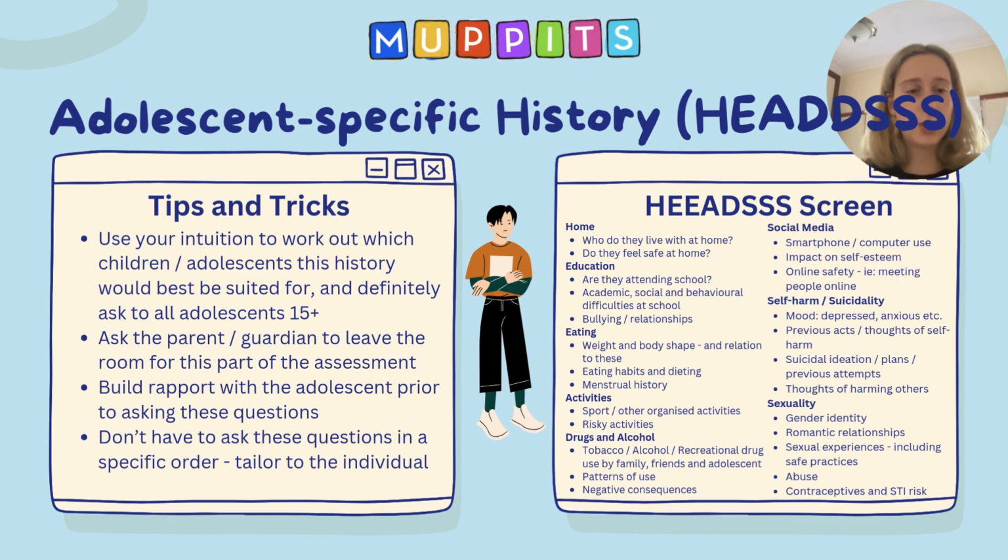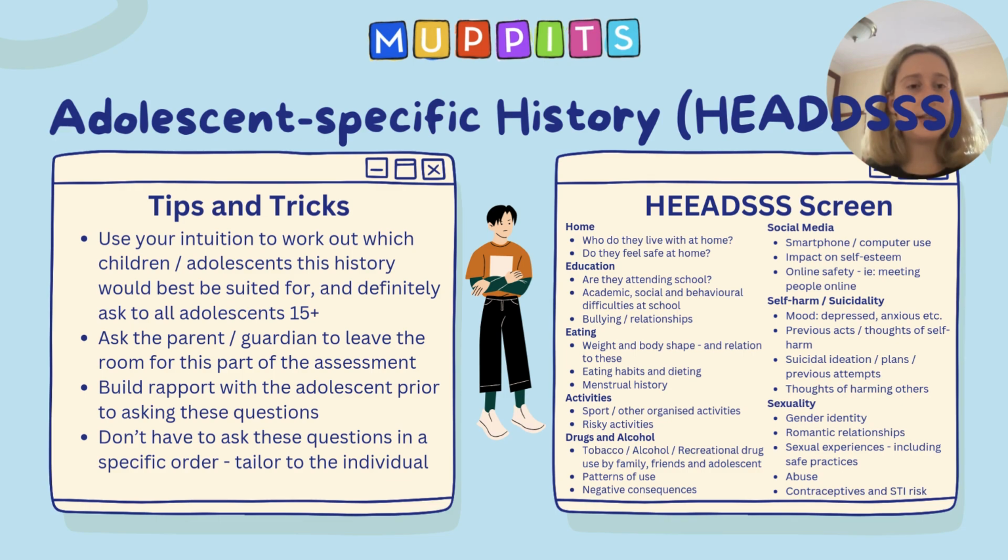And then also asking about self-harm and suicidality. So just starting by asking about the adolescent's general mood. Have they previously had any acts or thoughts of self-harm? Do they have any current or past suicidal ideation? Any plans or previous attempts? And then any thoughts of harming others as well.